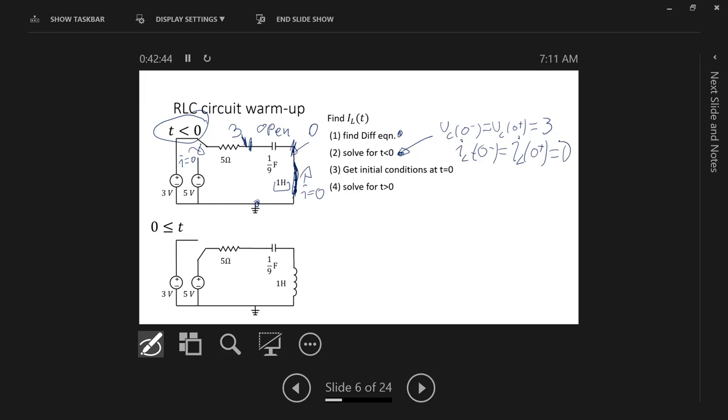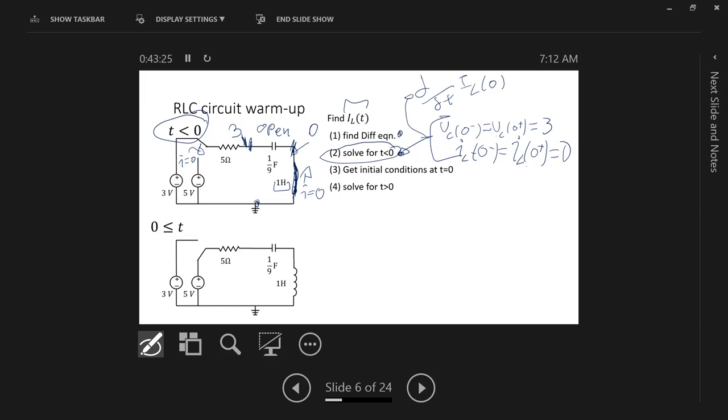But now, as it turns out, if we're going to solve for IL, we actually need to know what dIL/dt of 0 is. And currently, we just have these two initial conditions. So we're going to have to do a little trick, because the derivative of the inductor current is actually not continuous at zero. And so we cannot use the time less than zero conditions to come up with the dIL/dt. We can only come up with these initial conditions, but we can convert these into these, as we will see in the next step.